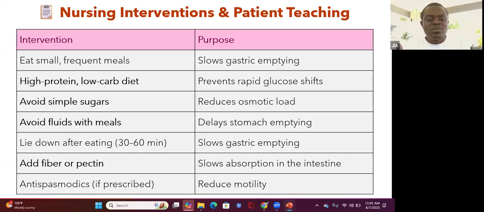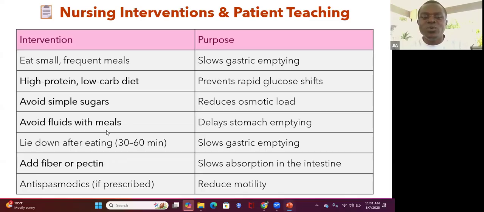Simple sugars, like monosaccharides and disaccharides, are no-go areas. That's why it's even written here: avoid simple sugars. When you eat them, you get the early symptoms right away. Okay. So that is how it is.